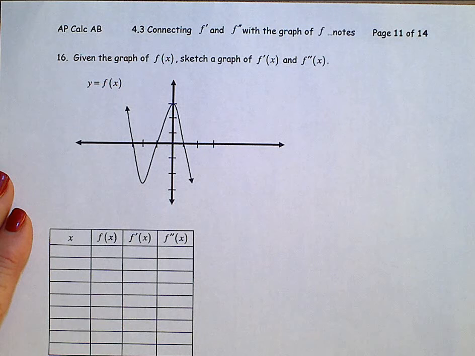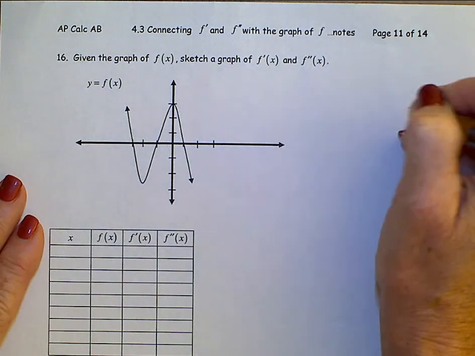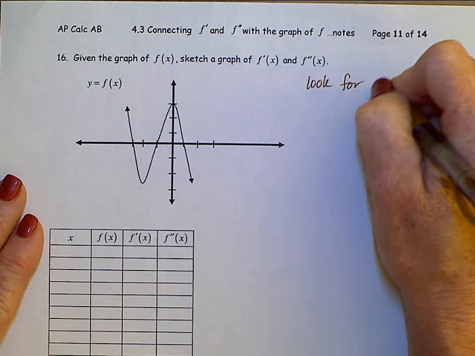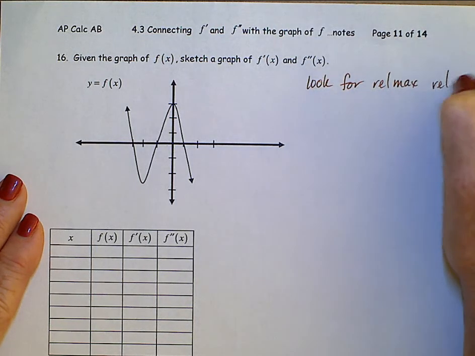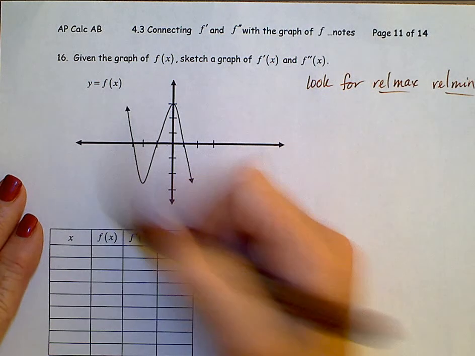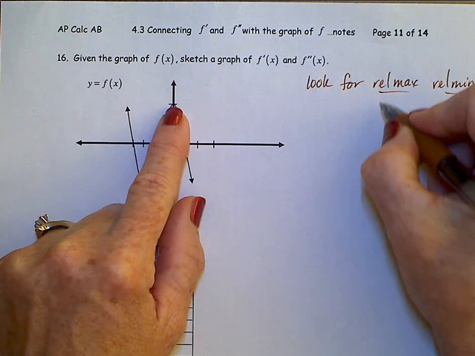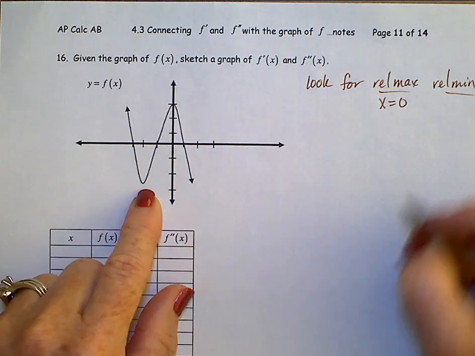So the first thing that we're going to do is we're still going to look for relative max, relative min. Okay, so on this graph of f of x, there is a relative maximum at x equals 0. There is a relative minimum when x equals -2.